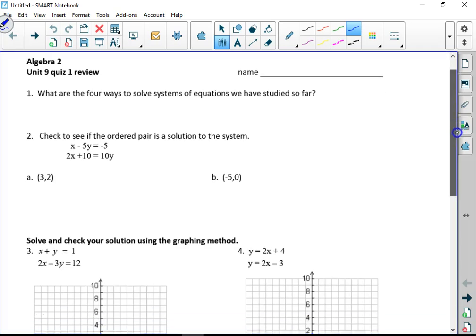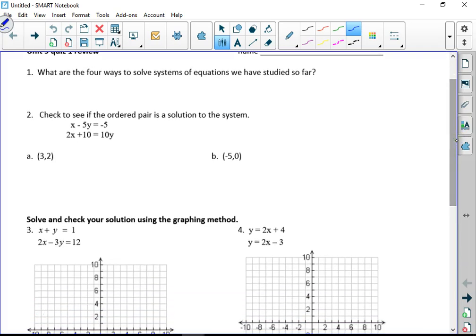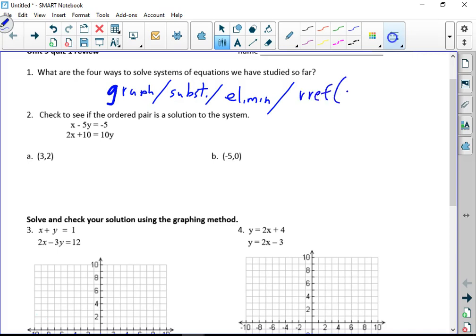There are 4 ways we have learned to solve systems of equations. We graphed first, then we learned substitution, and then we used combination and elimination, and then RREF, which is calculator. Alright?